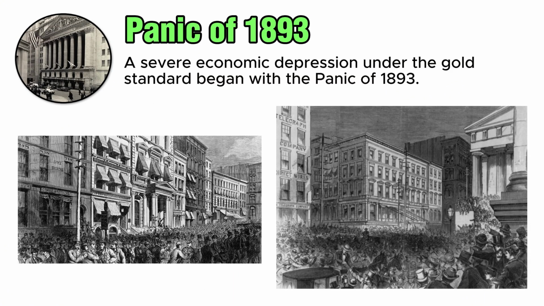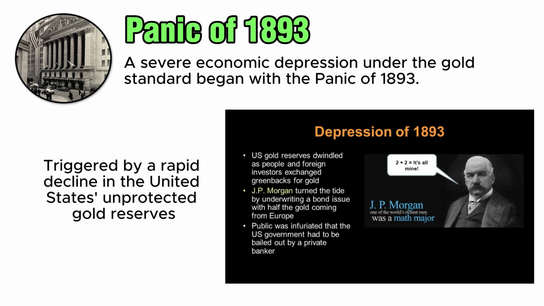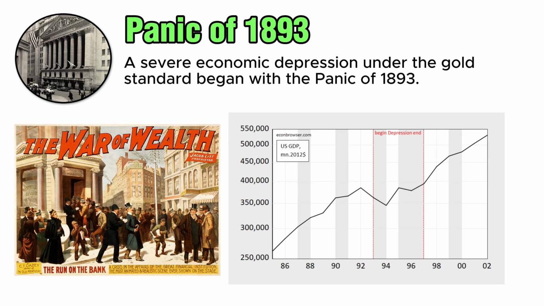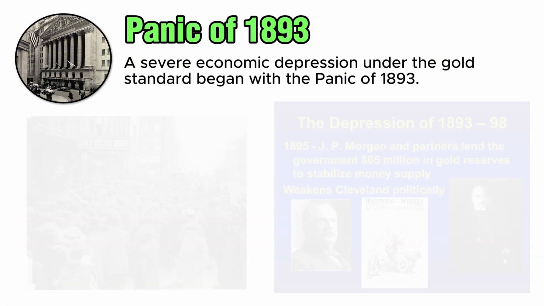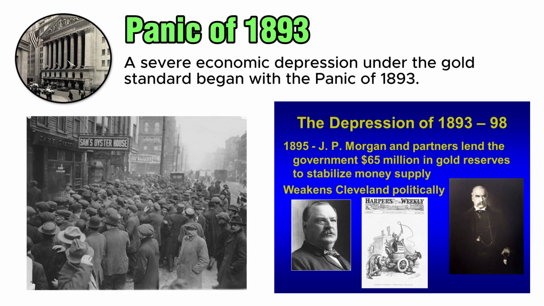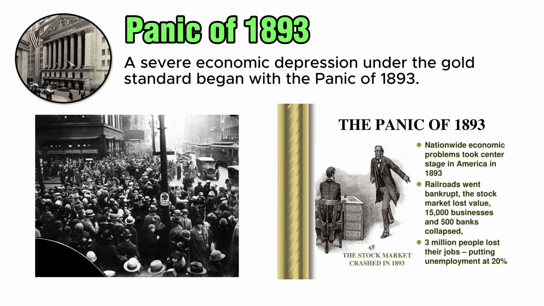A severe economic depression under the gold standard began with the Panic of 1893, which was triggered by a rapid decline in the United States' unprotected gold reserves. The Panic of 1893, which occurred at the start of Grover Cleveland's second term as president, was in part a byproduct of a financial crash in Europe. As the National Bureau of Economic Research notes, from 1889, and particularly after the so-called Baring Panic of 1890 in England, all Europe had recorded subnormal business conditions. Indeed, one reason for the depletion of the American gold reserve was the outflow of foreign capital from investment in America in order to bolster up the waning fortunes of European enterprise.